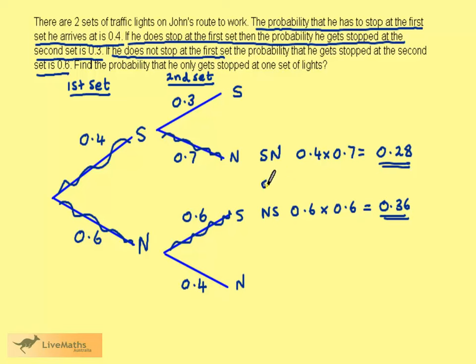Since it could be either of these, this is an OR. He either stops at the first set and not at the second, or not at the first set and stops at the second. When we see OR in probability, we add, so 0.28 plus 0.36, which is equal to 0.64.